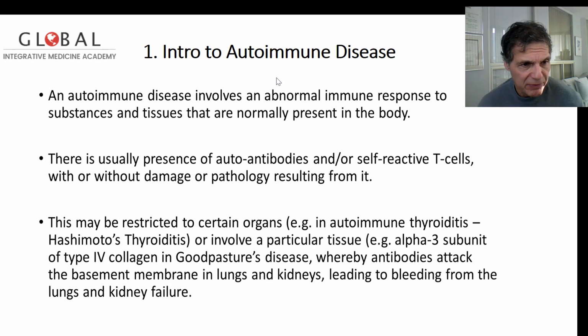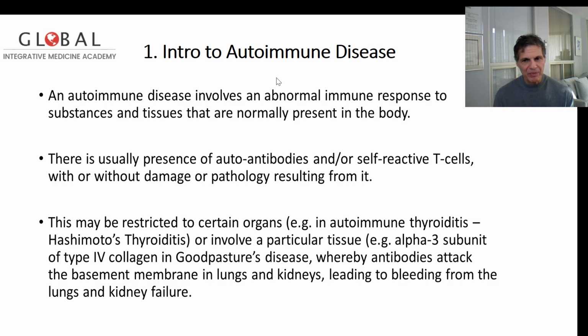So the intro to autoimmune disease. Of course, autoimmune diseases involve an abnormal immune response to substances and tissues that are normally present in the body. So the immune system is now attacking the body's normal tissues and substances. There's usually the presence of autoantibodies and or self-reactive T cells with or without damage or pathology resulting from it. So very often you have antibodies that are made that are attacking a specific tissue, because it finds an antigen that it wants to attack that's actually part of the body's normal structure.